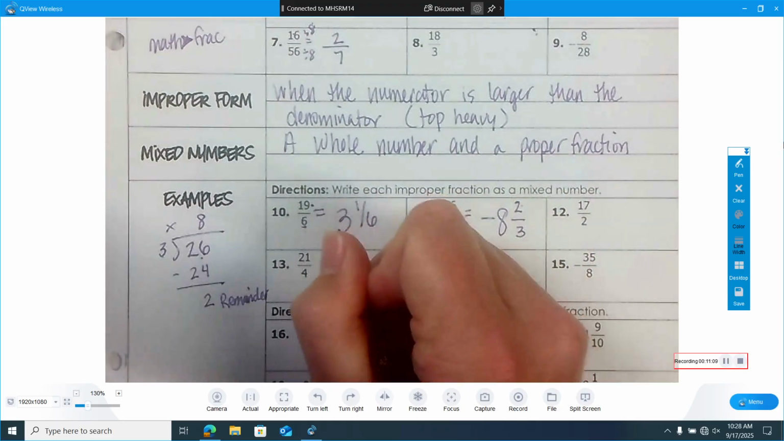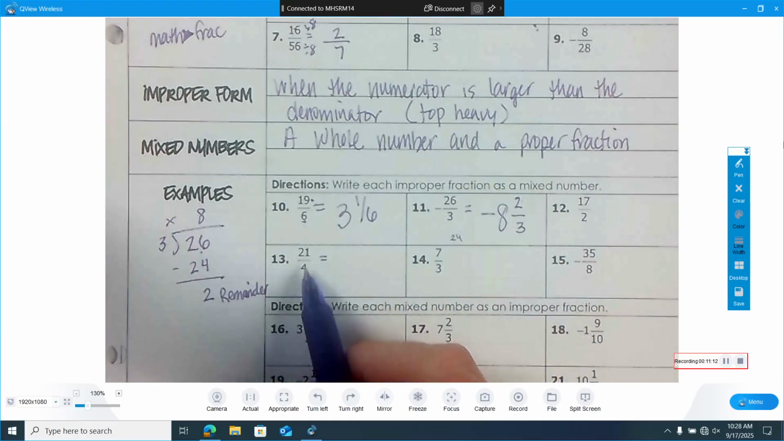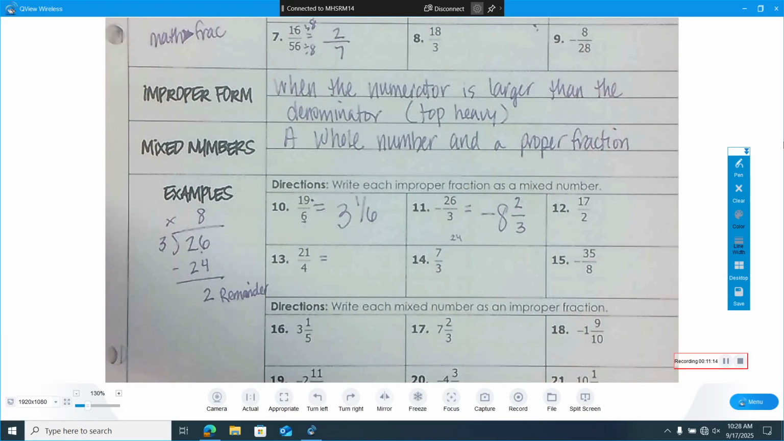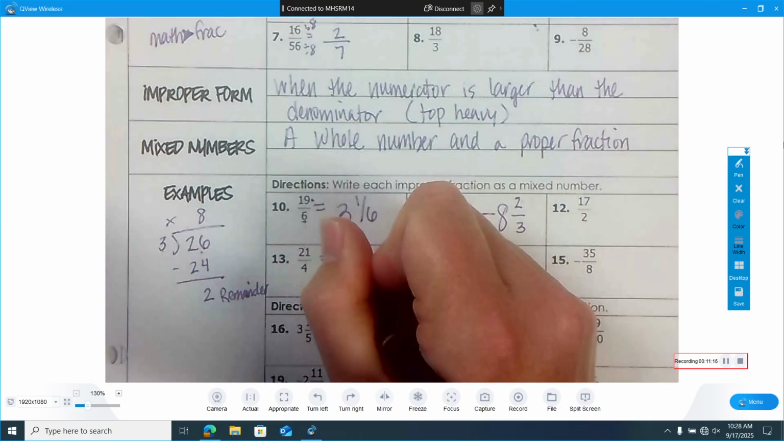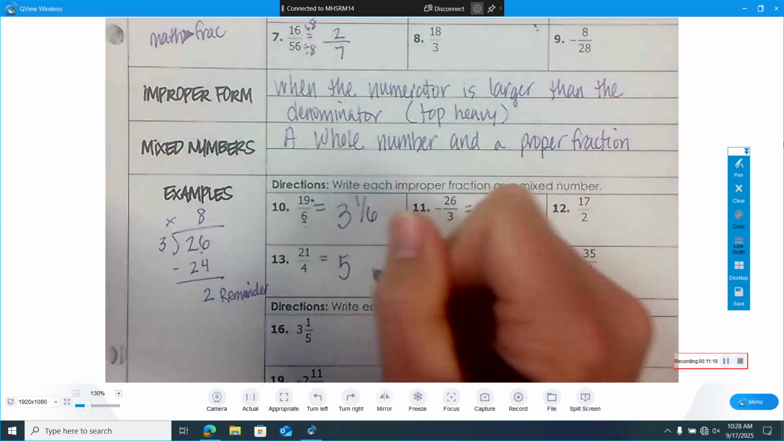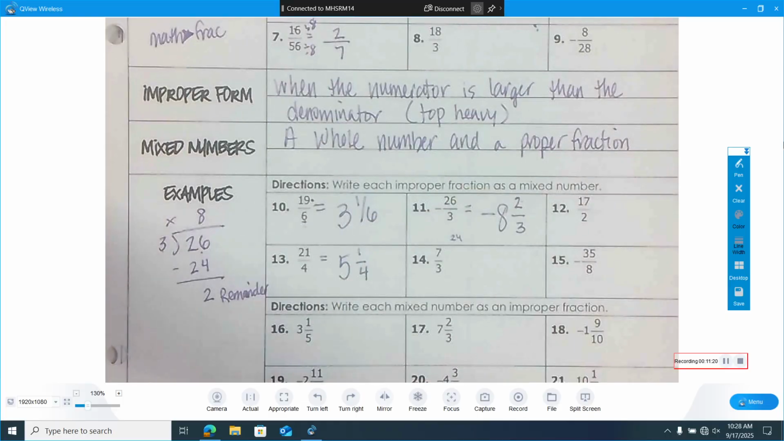Let's do one more. Let's do 13. How many 4s go into 21? What gets us close? 5. 4 times 5 is 20. What's the remainder? 1 over 4. 5 and 1/4. So 4 goes in 5 times with a remainder of 1 over our divisor of 4.